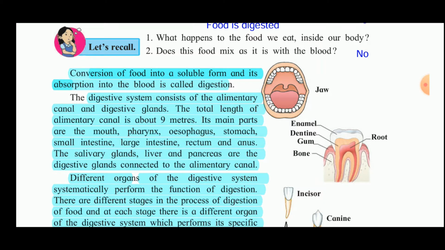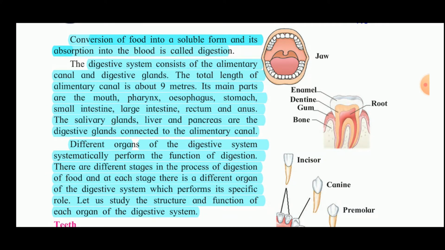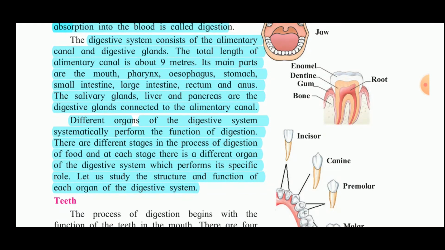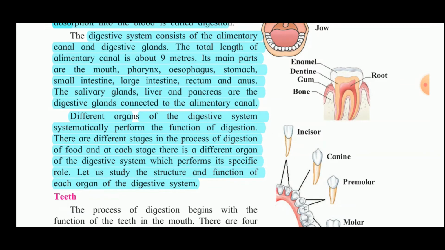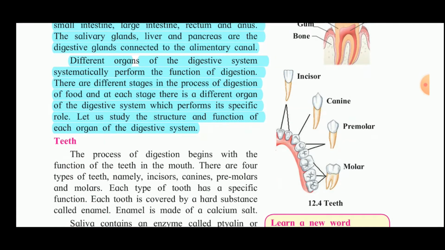Different organs of the digestive system systematically perform the function of digestion. There are different stages in the process of digestion of food, and at each stage a different organ of the digestive system performs its specific function. So, let us study the structure and the function of the digestive system. The first is the teeth. The process of digestion begins with the function of the teeth in the mouth.